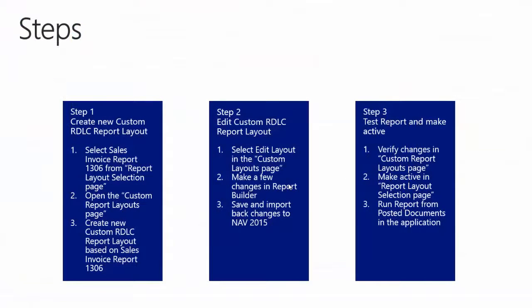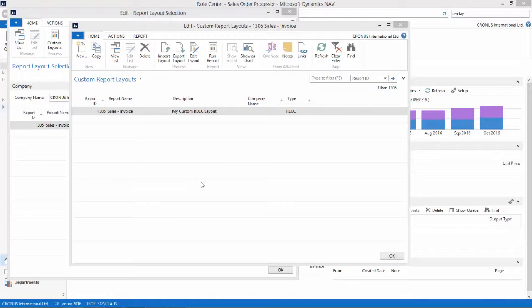So we're now at step number 3, where we'll test the report and make it active. First we will verify our changes in the custom report layouts page, and then we will make it active in the report layout selection page. And then finally we'll run the report from the posted documents in the application to verify that now our report is the default one. So back in NAV 2015, we have now imported our layout.